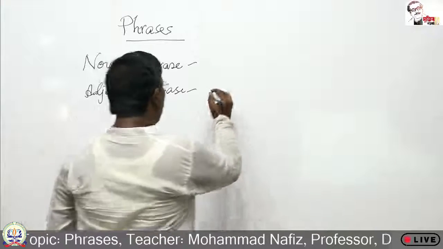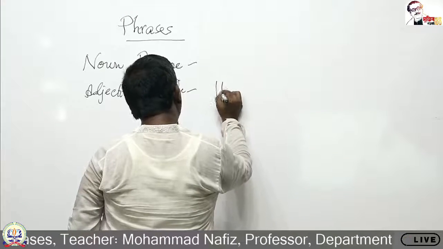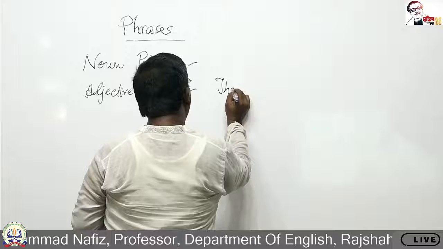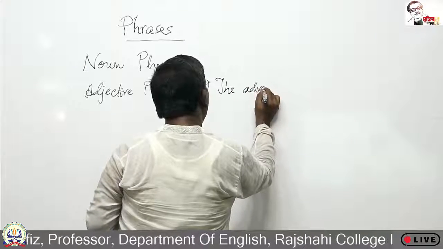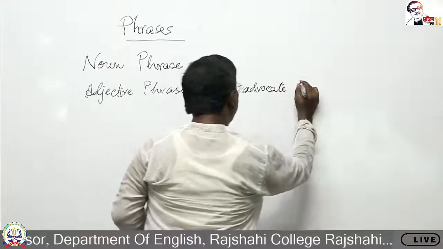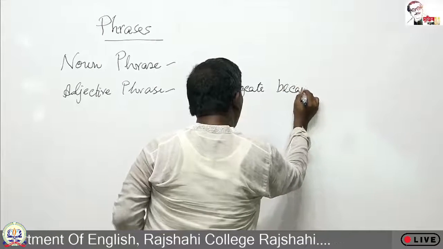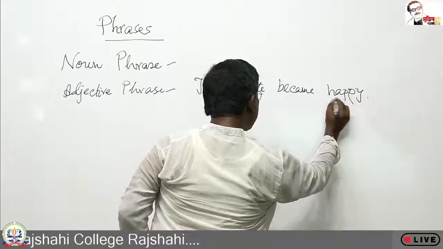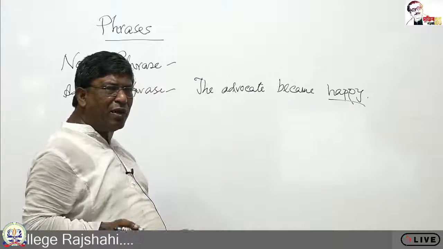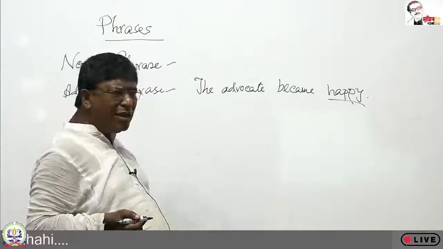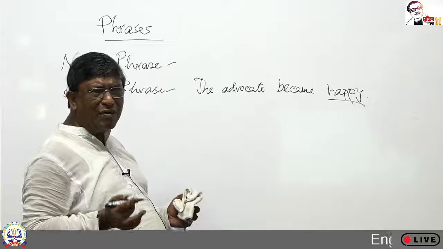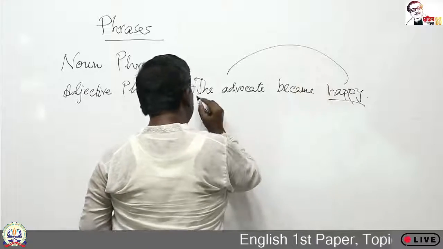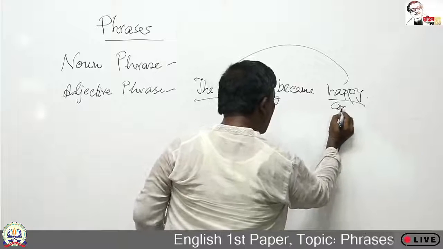For example, when we get a sentence like this one, the advocate became happy. You often get confused that happy is the object in the sentence. Never get confused from now on. This happy refers to the subject, the advocate, therefore it is a complement.